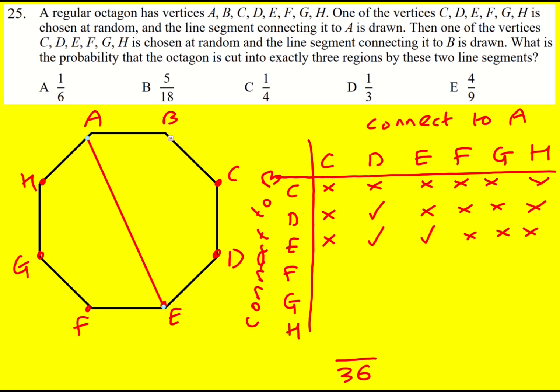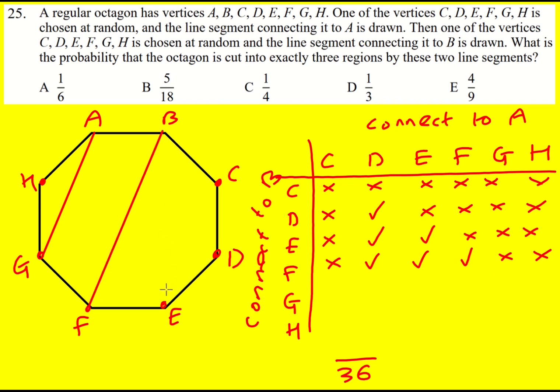Okay, if I go with F, then now G and H don't work, C still doesn't work, but D, E, and F will. Now it looks like we're just adding an extra tick every time, but let's not jump to conclusions, let's just check it. So G to A, or G to B will be okay, so F to B, or E to B, or D to B. Okay, so that does check out. There's going to be 4 possibilities.